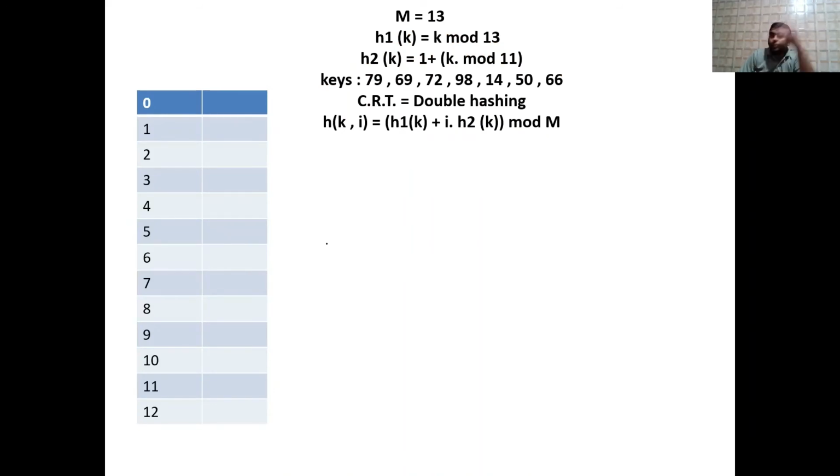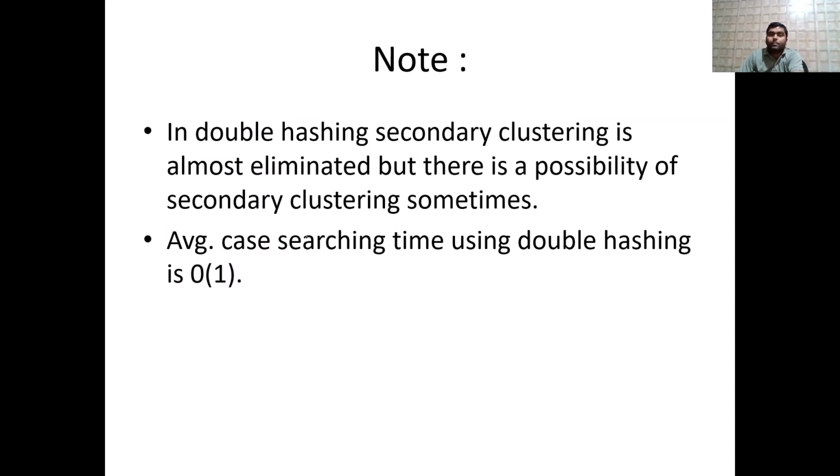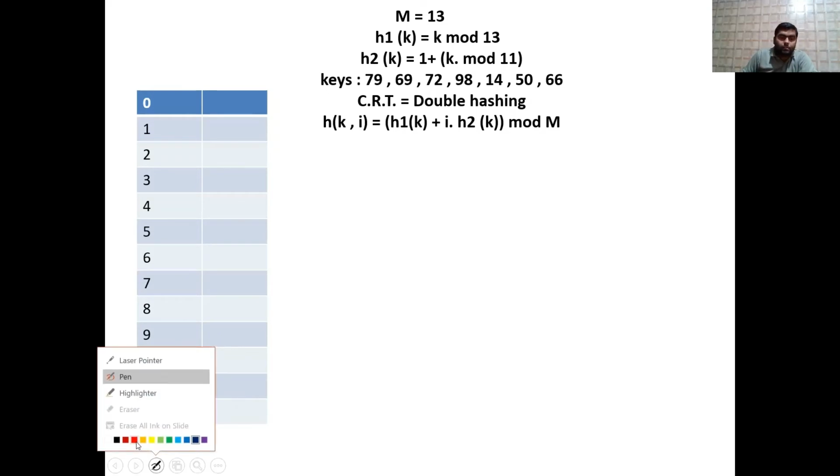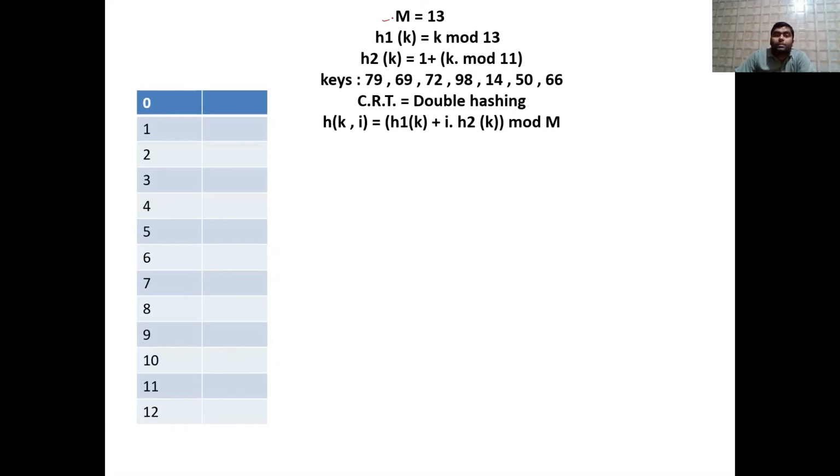Now observe carefully. All the things are already given in the question. Observe very carefully: m is 13, so 0 to 12, and the first hash function is given as k mod 13, and the second hash function is given as 1 plus k mod 12. So now calculate it. For 79, the collision resolution technique is double hashing, the keys are given, and the hash function is given like this.